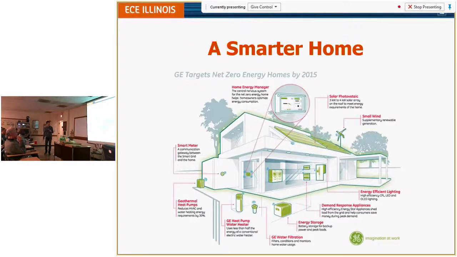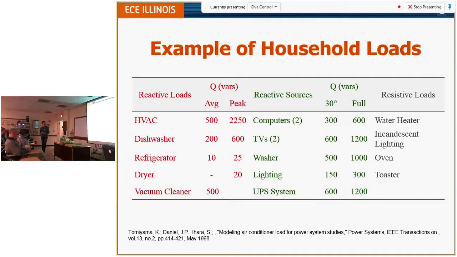First, I want to talk about a smarter home in the future. This is from GE's Target Net Zero Energy Home by 2015. As you can see, it's a net zero home, like our new EC building over there. The research topic I'm working on is using a smart meter and a solar photovoltaic panel. Of course, there would be other things like battery storage and a wind turbine, but for my research, I'm focused on solar energy and the smart meter. This smart meter will have two-way communication between the end user and the control center, like the distribution energy management system, EMS.